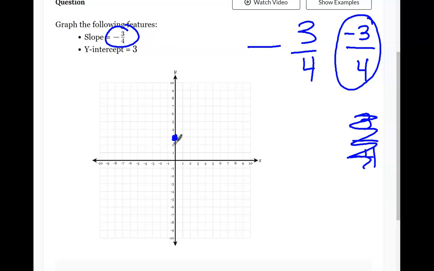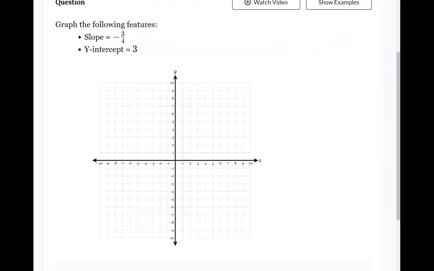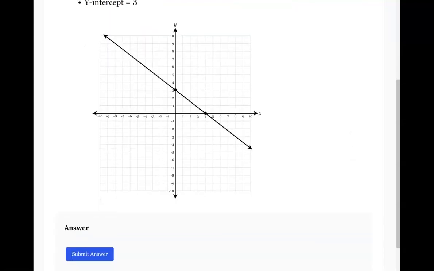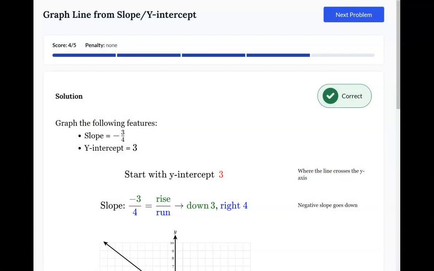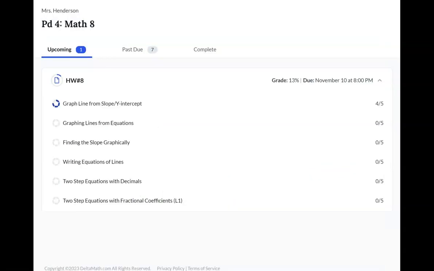So -3 is down, and the denominator is +4. So let's use the Delta Math mouse feature. I'm going to click once on 3, and then move my mouse down 3 and right 4. Let's go back and try the second topic now.